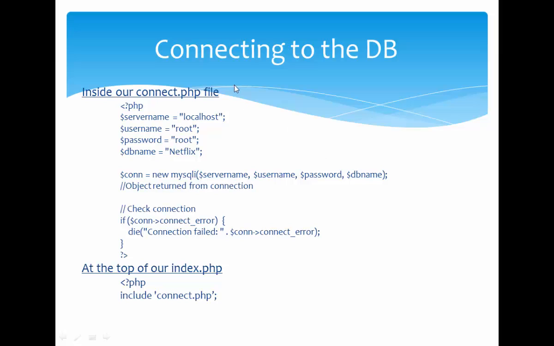So in our connect.php file, we first have to set up a couple credentials that we need to use to access the database. So the first thing is the server name, which in our case is localhost, since our database and our PHP files are on the same machine. So our username and password would also be set to a default value, which is root. And the name of our database is Netflix, so that's what we put for the DB name.